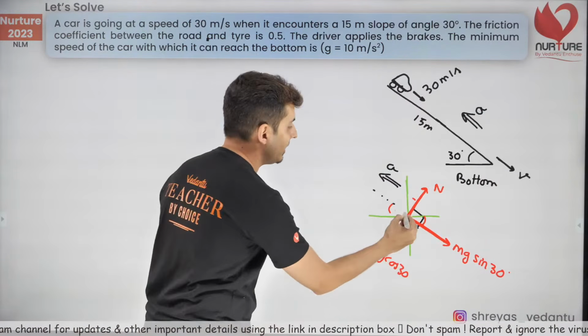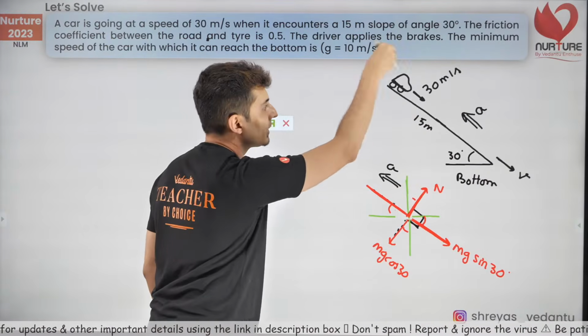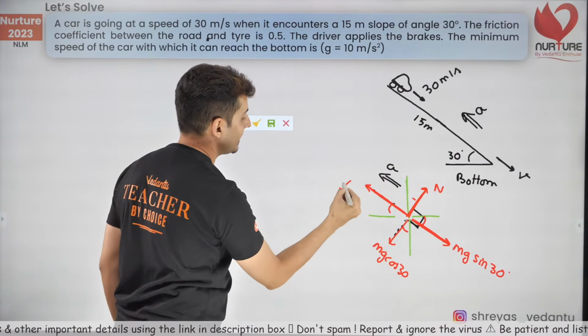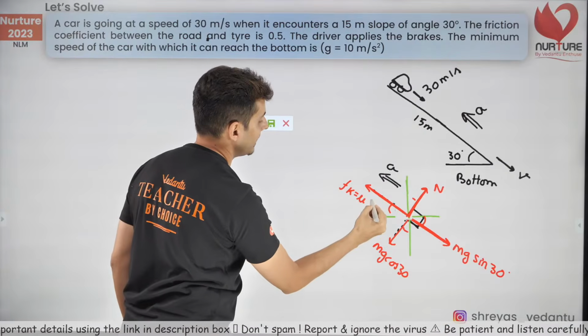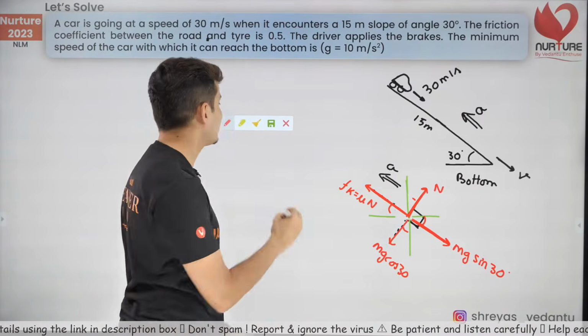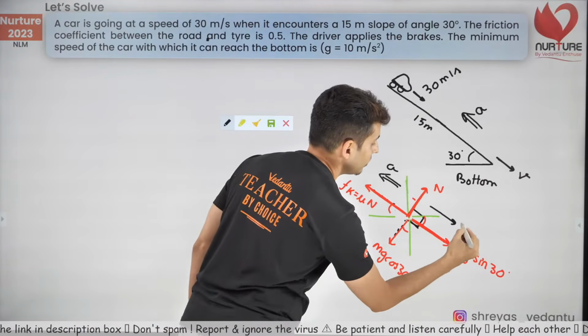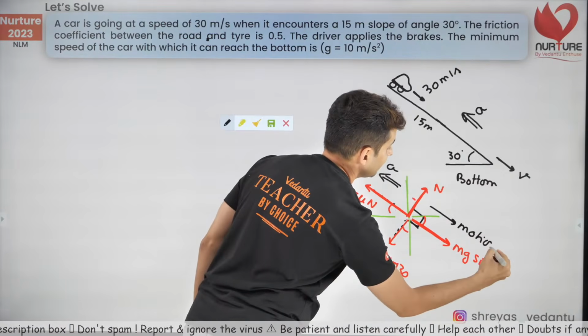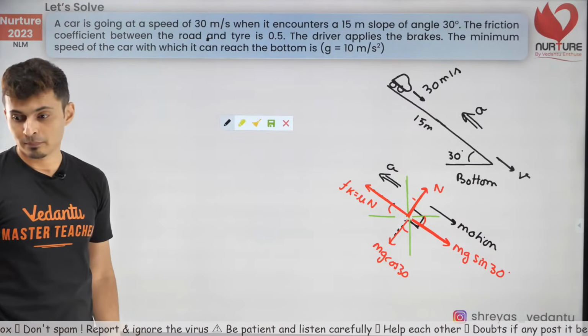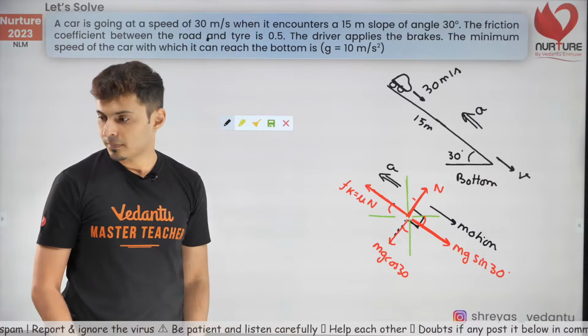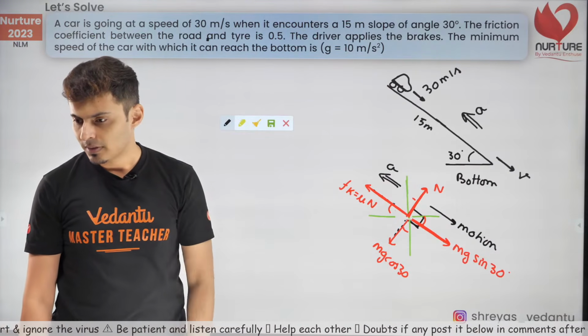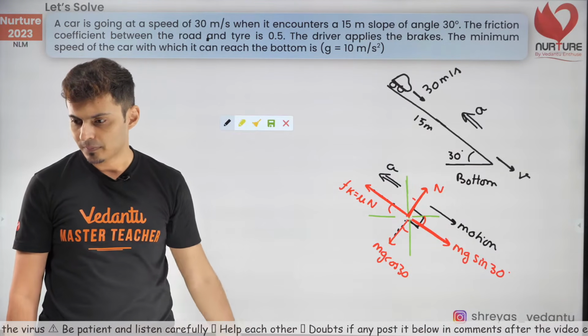So friction will oppose the motion. Notice the velocity is here, so kinetic friction, which is mu into N, will act opposite to the motion. The velocity is here, the motion is here. That's the funny part about this problem. Is that clear? Kavita, sound problem? I think now it is fine.